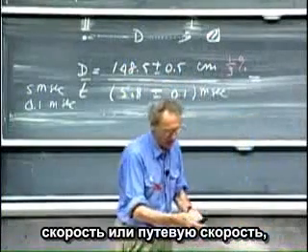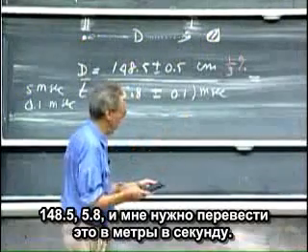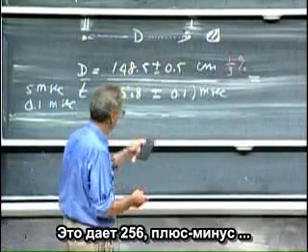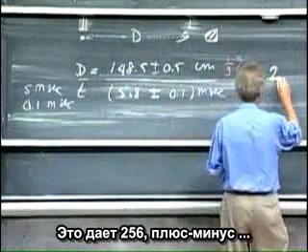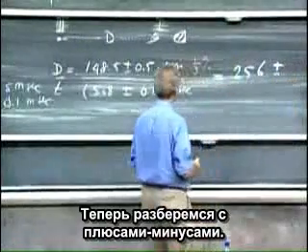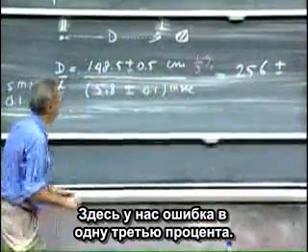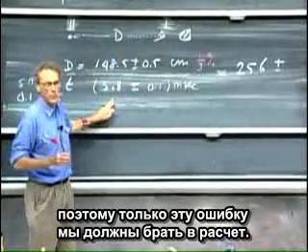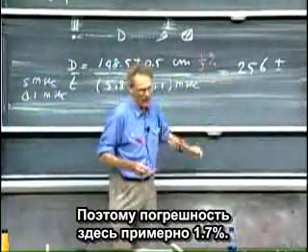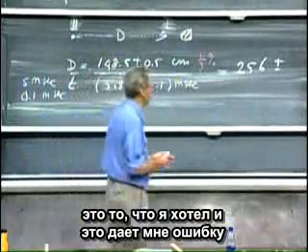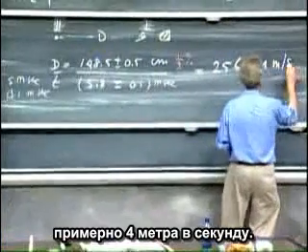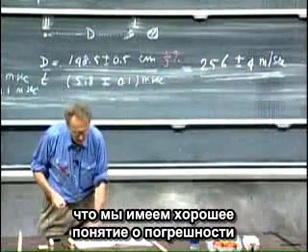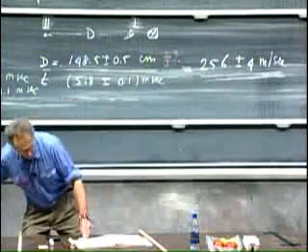So out comes the average speed, call it speed or call it velocity, it's the same thing in this case. 148.5, 5.8, and I have to convert it to meters per second. That brings it to 256 plus or minus. Now you come in here with your plus or minuses. This is a 1/3% error. It's negligible compared to this one. 1 out of 58 is about 1.7%. So this is the only one we have to worry about. So the uncertainty in there is about 1.7%. It's less than 2, that's what I wanted. And that gives me an error of about 4 meters per second. And so this is the result. And you see, it's only meaningful because we have a good idea about the uncertainties in the measurement.